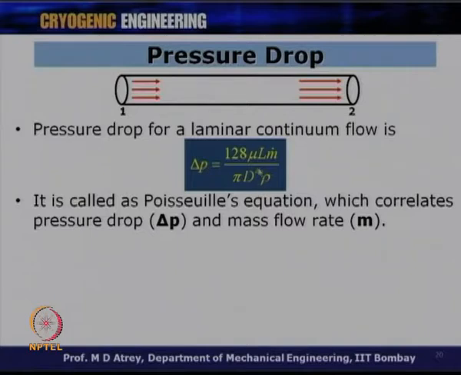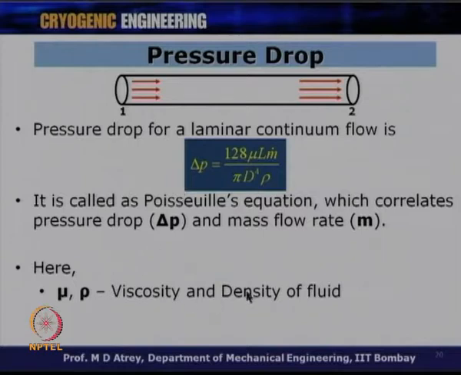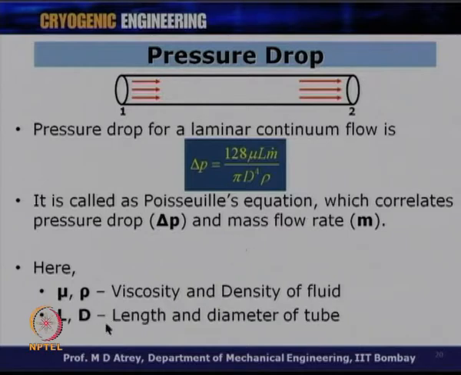Delta P is dependent on d to the power 4, which is a very important parameter. So, in continuum flow, we can see that delta P is inversely proportional to the 4th power of d. This is a very important parameter, please note that. Here mu and rho are the viscosity and density of the fluid, while L and d are the length and the diameter of the tube. Delta P is directly proportional to the length and inversely proportional to the 4th power of d, as far as we are talking about laminar continuum flow.